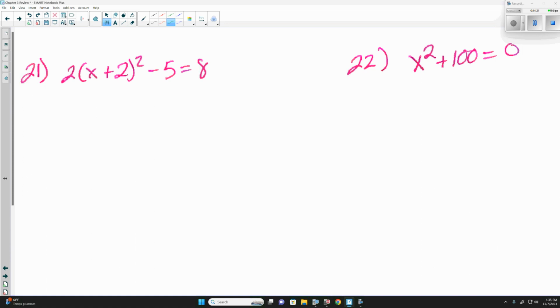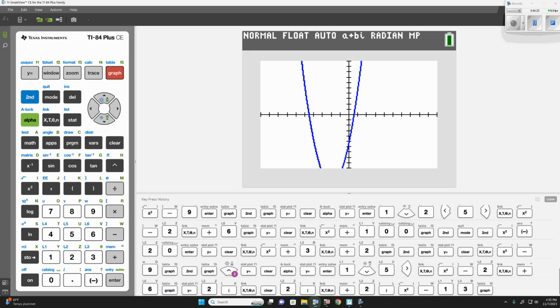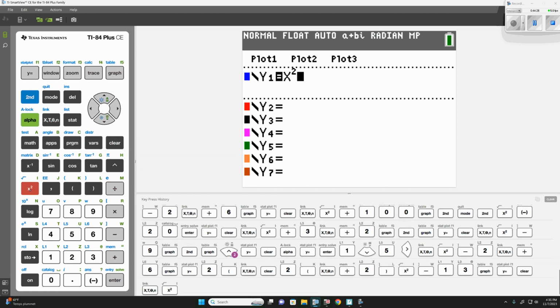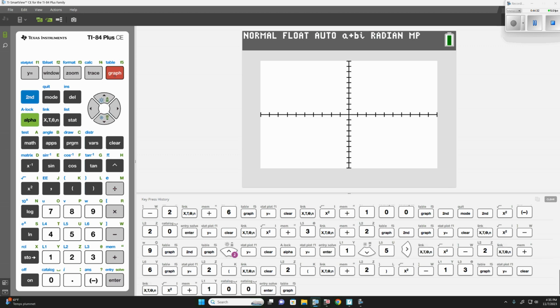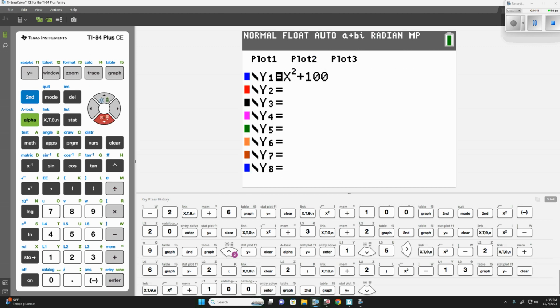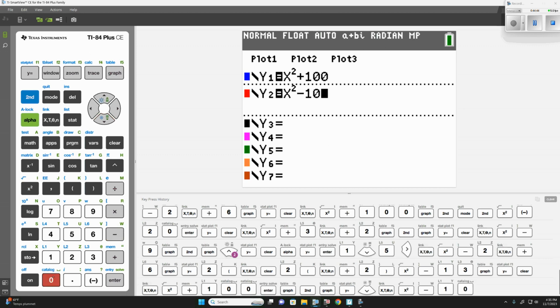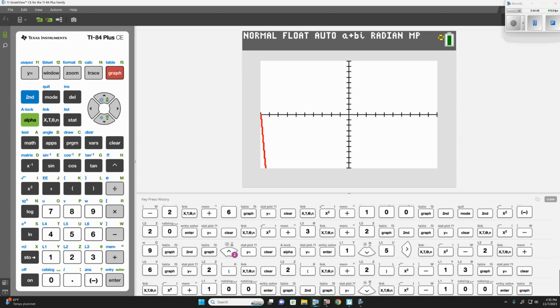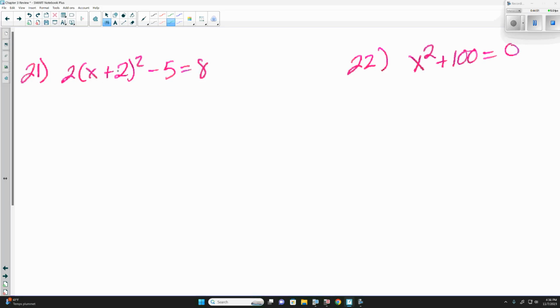22, x squared plus 100. Well, it already equals 0. Might as well try to graph it. Y equals x squared plus 100 is nowhere on the graph. And even if we look at this, the numbers are all way too big. It would have been nice if it had been x squared minus 100, because that would have crossed the x-axis. This one does not.